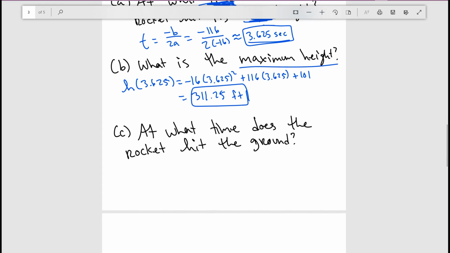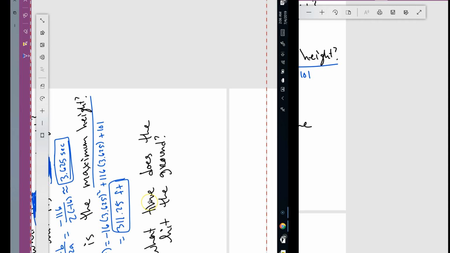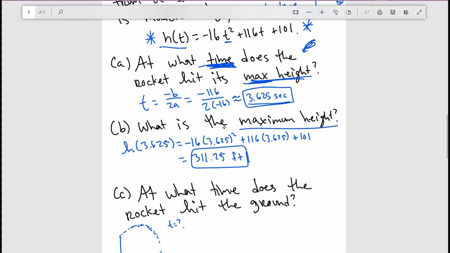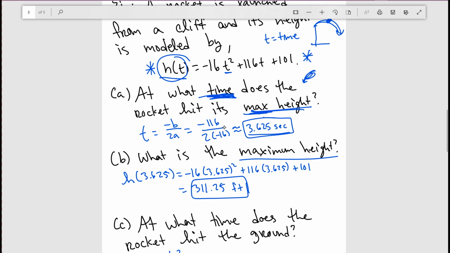All right, so now that we have the maximum height, what we want to figure out is at what time does the rocket hit the ground? Well, you have a cliff. Here you are. The rocket just went up, reached its maximum height, and then it hit the ground. Now we want to figure out the time when it hits the ground. When it hits the ground, what is the height? Well, the height here is 0 because it's already on the ground.